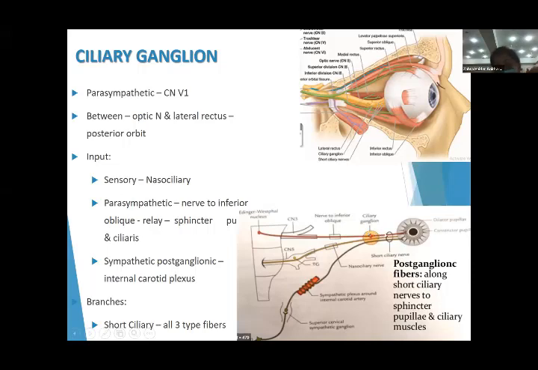Post-ganglionic fibers then pass via the short ciliary nerves to the sphincter pupillae muscle and the ciliary muscles. Ciliaris, as it is called. You already know the sphincter pupillae. The ciliary muscle is the muscle of the ciliary body. So sphincter pupillae and the ciliary muscle are intraocular or intrinsic muscles. Both terms are used.